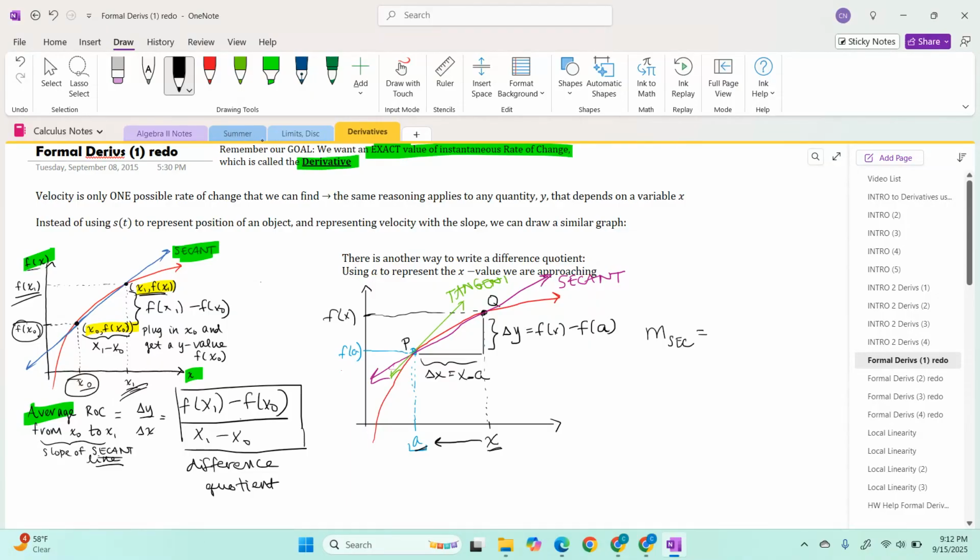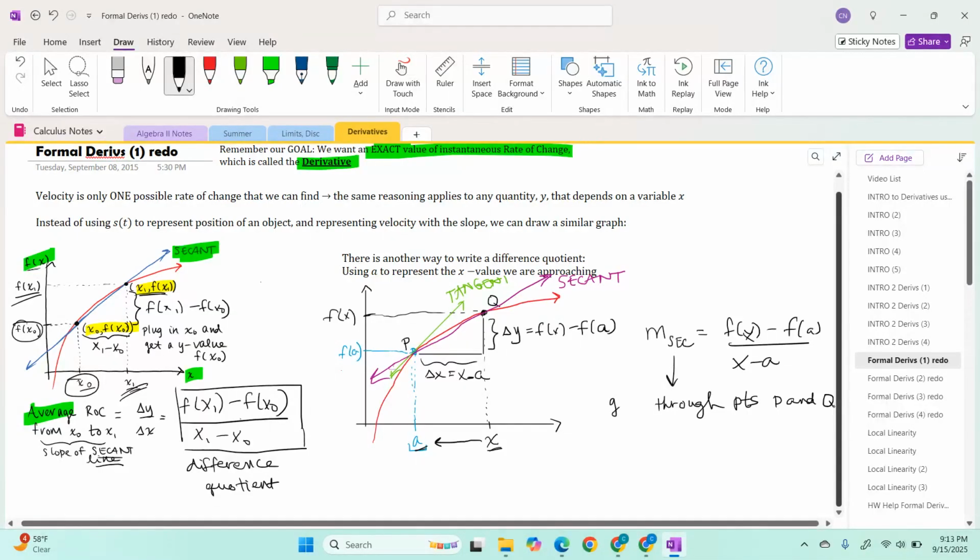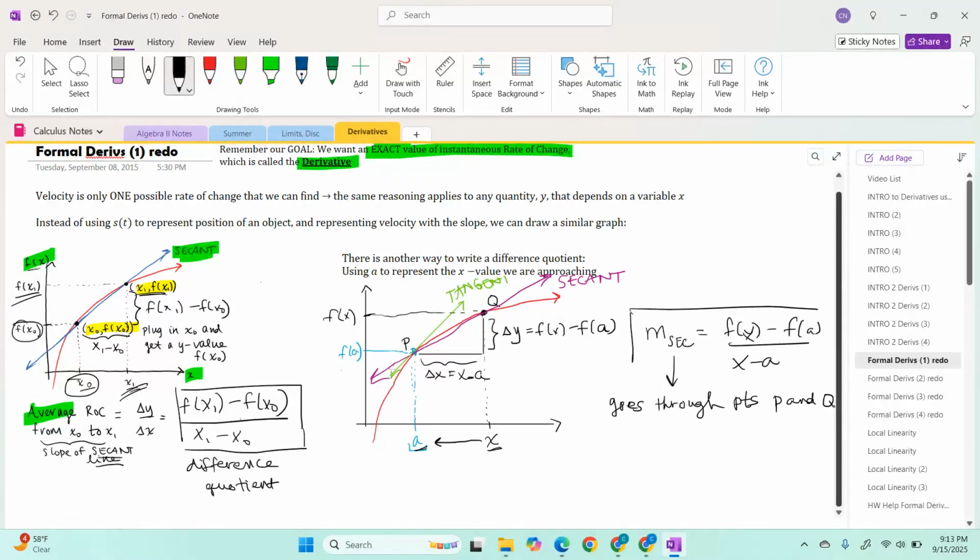And what I want to do here is write a secant line slope for these variables and these letters that I used. So it's going to be change in y over change in x. F of x minus f of a, all over x minus a. And remember, this secant line goes through points P and Q. So this looks really, really similar to this one over here, just slightly different letter choices.